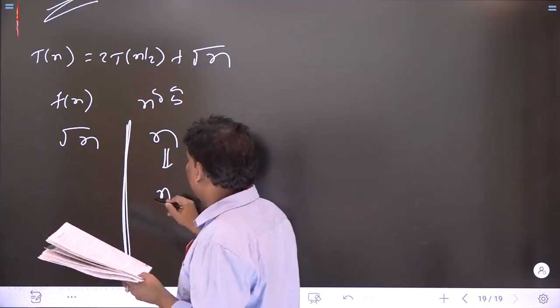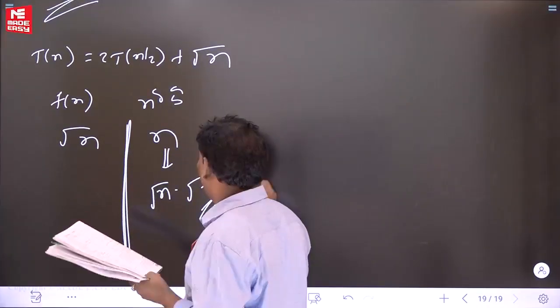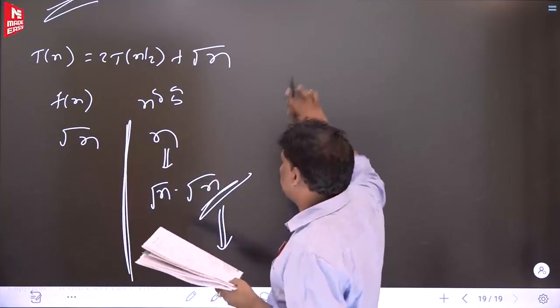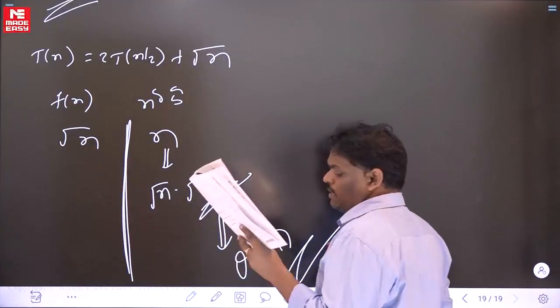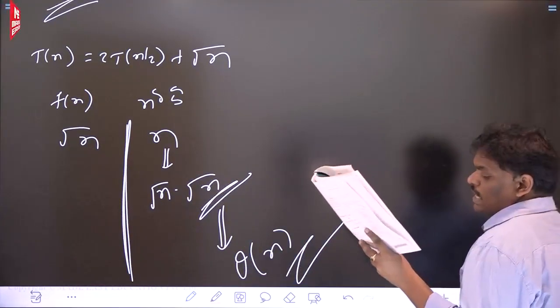Yes. How many times? Root n into root n. I think root n times. Root n is polynomial. Master theorem is possible. So what is the answer? Whoever is bigger is the answer. Who is bigger? N. Answer is n. For question number 36, the answer is C.